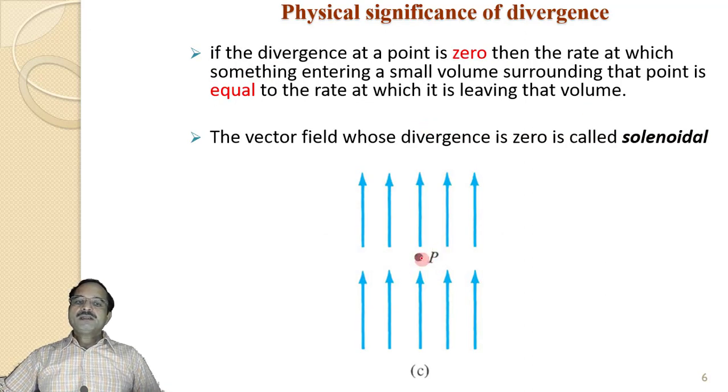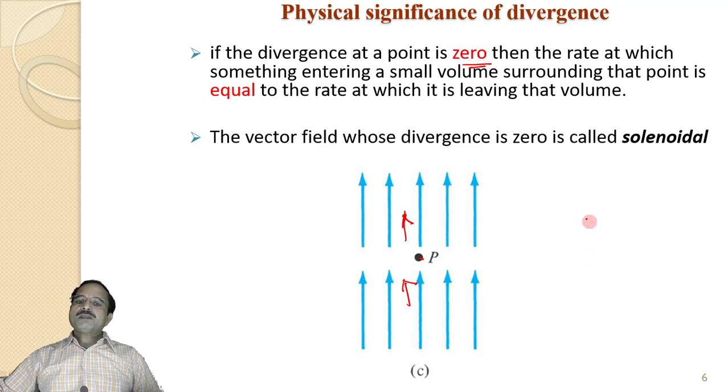Now let us consider this point P here, which is lying in a uniform field. So in this case, at point P, lines of field are entering, and an equal amount of field is leaving away from this point P. So this is an example of zero divergence. So in such a case, the vector field is said to be solenoidal.